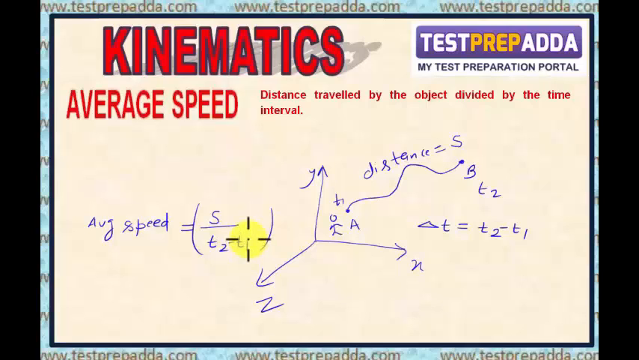Dear students, please note that this average speed does not give you the actual speed at any particular instant of time, but it gives you the idea of slowness or fastness of the object, how slow or how fast the object is moving.